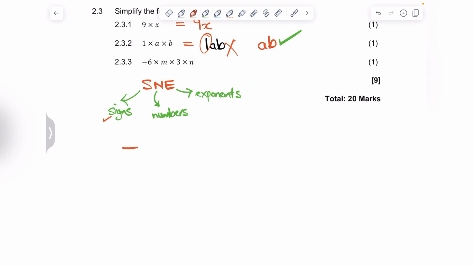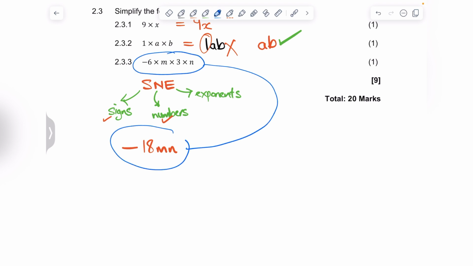Then if I look at numbers next, the numbers involved here are 6 and 3. So 6 and 3 is being multiplied, so that is 18. And then my numbers are taken care of. Then if I look at exponents, my powers being involved here are m to the power of 1 and n to the power of 1. They are not the same base, so both of them will just remain m to the power 1 and n to the power 1. But of course, we don't write the 1, so it is just mn. So the answer to this one over here is this.